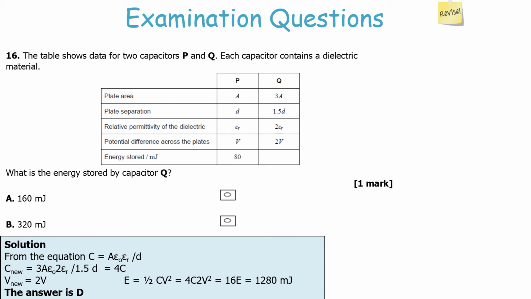Our new potential difference is 2V. It tells you that in the question. So because energy is equal to a half CV squared, it's going to be equal to a half times by 4C times by 2V squared. So therefore we equal 16E.